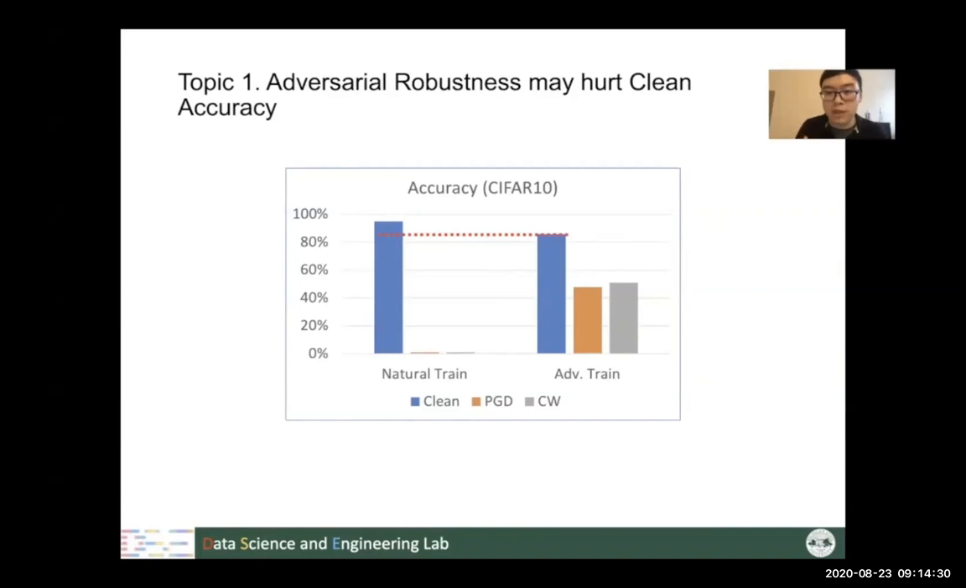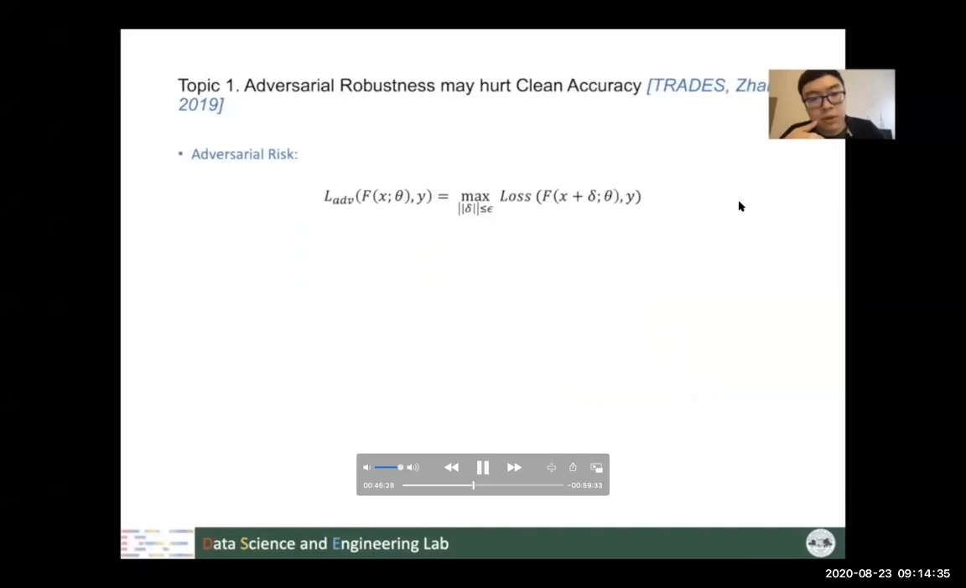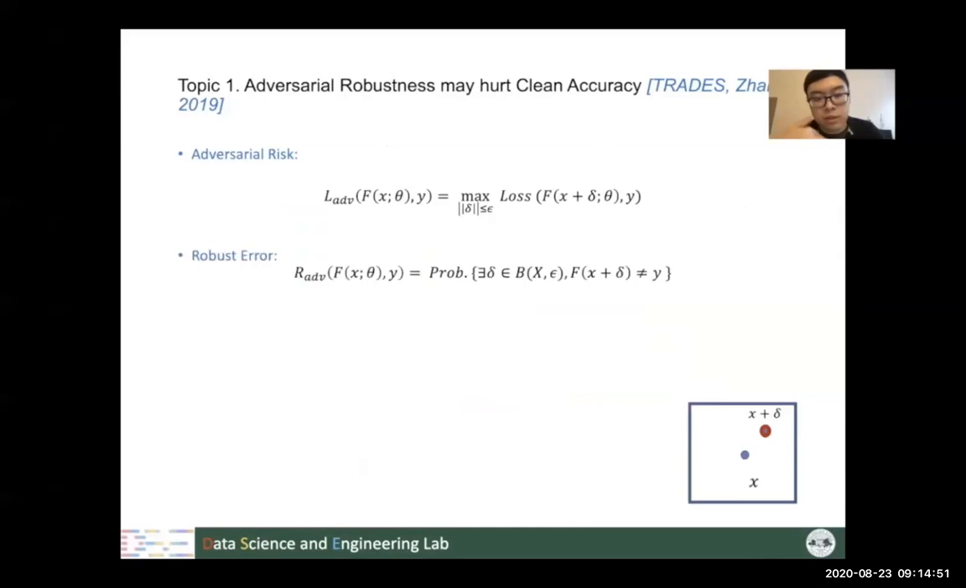So here is an example which tries to explain this trade-off phenomenon. Remember that when we are doing adversarial training, we want to minimize this average adversarial risk. Actually, we are trying to minimize the probability of the case that, from input sample X, there is a delta around X which can successfully attack this input sample.